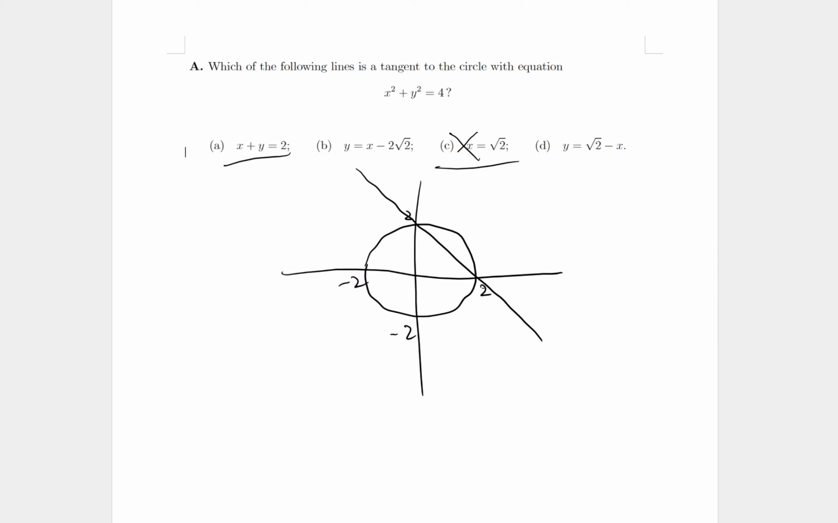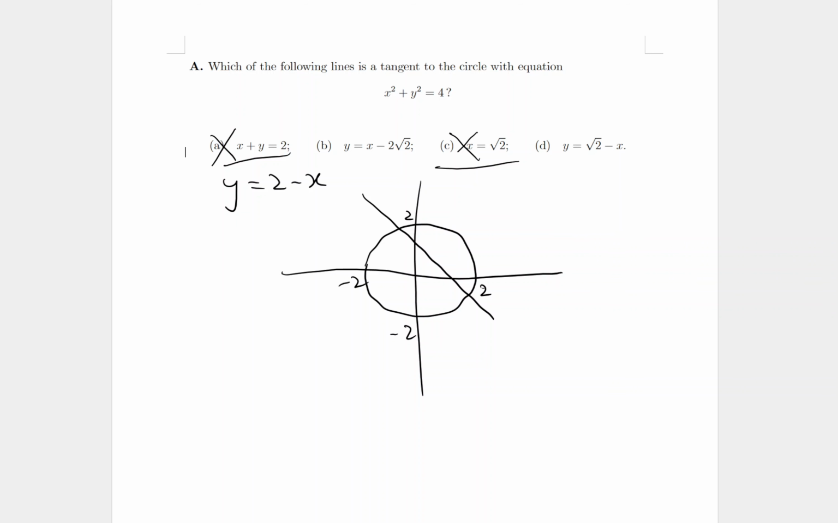Fine. Next one, how about we have a look at D? So y equals root 2 minus x. It's probably there. It's even worse than A, right? Because A is basically y equals 2 minus x, and now it's root 2 minus x. The y-intercept is even lower. That's even worse, right? It's cutting into the circle even further. All right, so D is no good. Well, that leaves B as the answer, right?